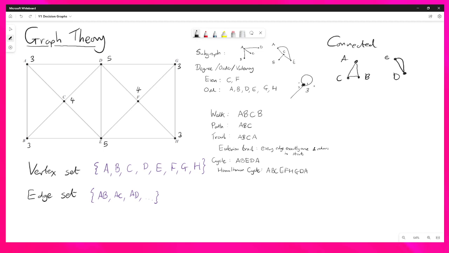We've already seen this already, but this here is called a loop, when we have one arc that starts and finishes at the same vertex. And if we have two vertices joined by more than one arc, we refer to this as having multiple edges.